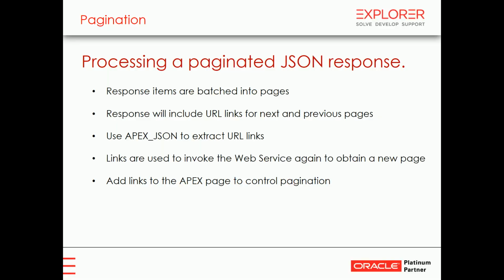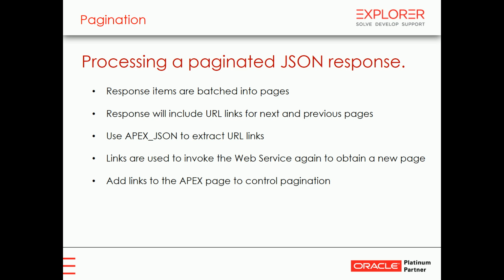So far the demonstration has only called web services returning non-paginated JSON responses. This is fine when a web service does not return many rows, but would be far too slow for ones that could potentially return hundreds or even thousands of rows. For this reason, the responses are typically paginated.